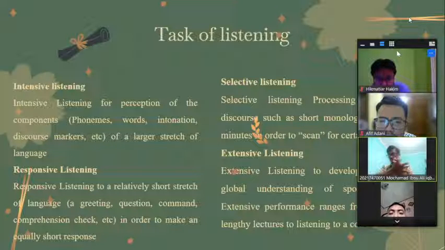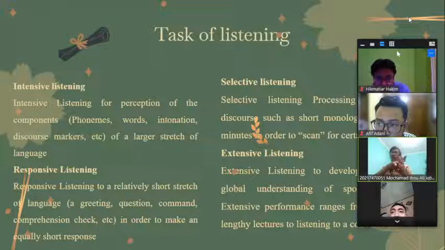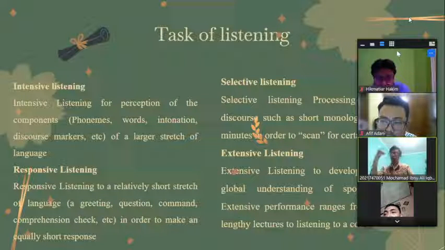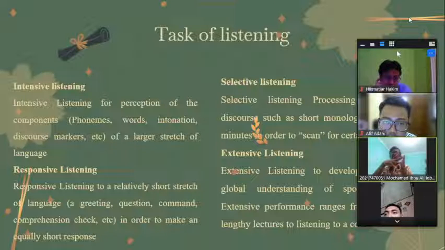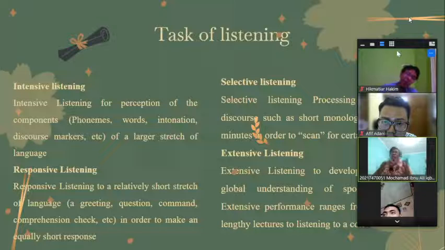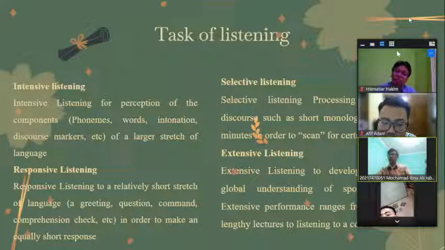The third is responsive listening. Responsive listening is a relatively short stretch of language, such as a greeting. You have to make a greeting, question, comment, comprehension check, etc. in order to make an equally short response.